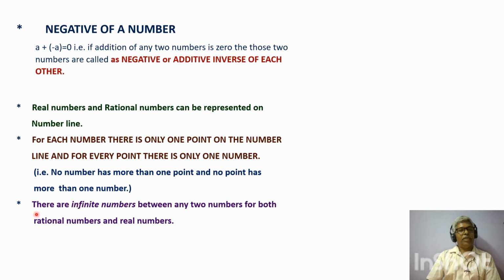Another property, there are infinite numbers between any two numbers, for both rational numbers and real numbers.